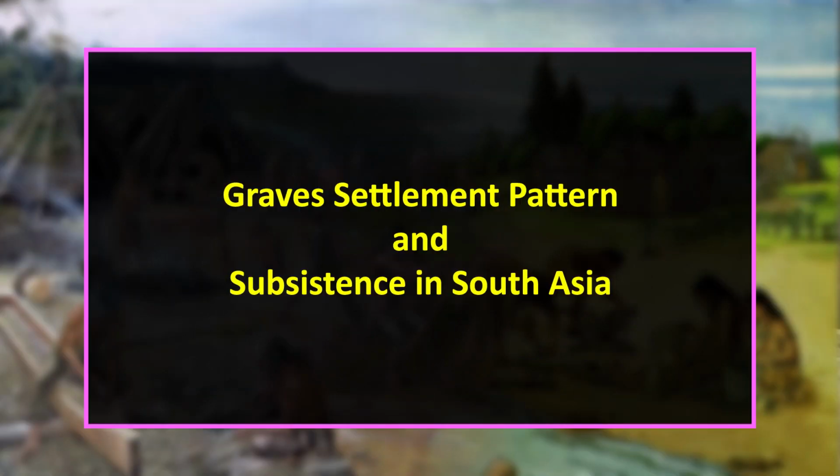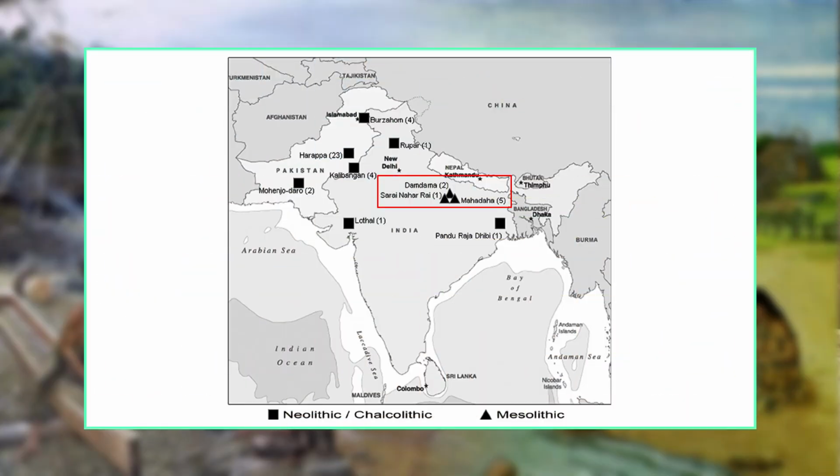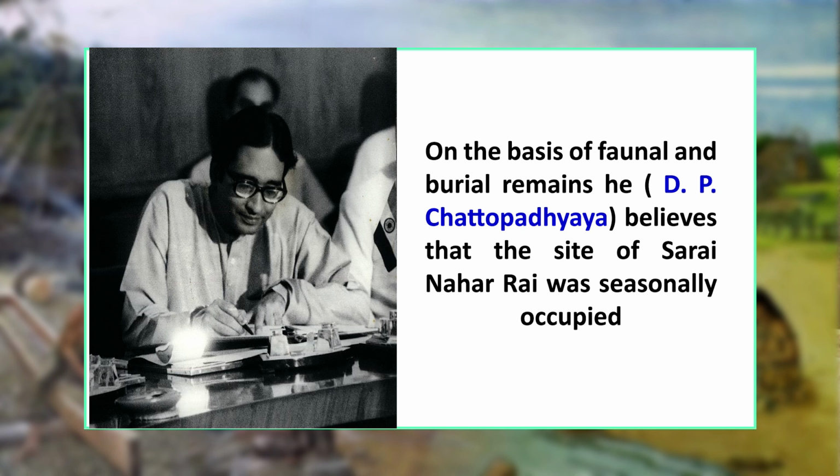Now coming to the graves, settlement pattern and the subsistence in South Asia. Chattopadhyaya has tried to find a connection between the emergence of formal burials among hunter-gatherers and the settlement and subsistence pattern of the Ganga Valley in the Mesolithic period. The study is based on the faunal remains and burials from three Mesolithic sites including Sarai Nahar Rai, Mahadaha and Damdama. On the basis of faunal and burial remains, he believes that the site of Sarai Nahar Rai was seasonally occupied.